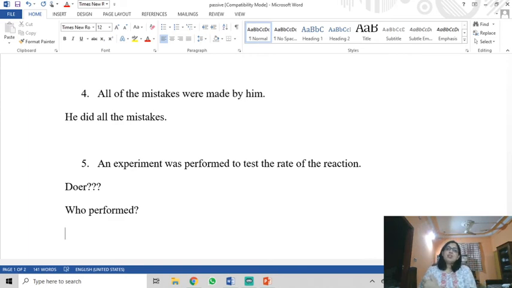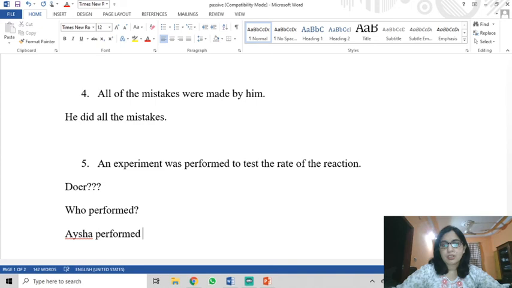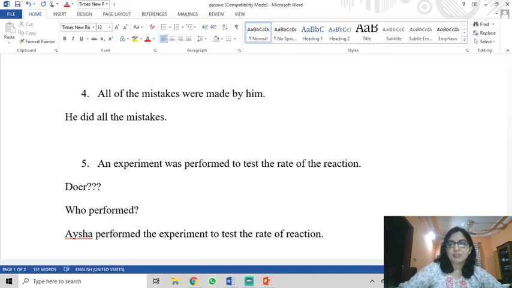This is the reason I'm saying that you cannot change passive voice into active voice if you don't have the doer. So you have to first identify the subject. So you will need to add some information over here. You will say, an experiment was performed to test the rate of reaction. So you would say, let's say, Aisha performed the experiment to test the rate of reaction. Now this is complete. You have to identify the doer.